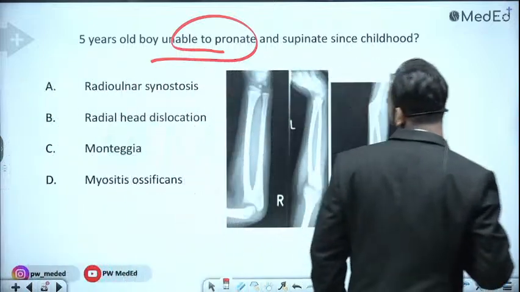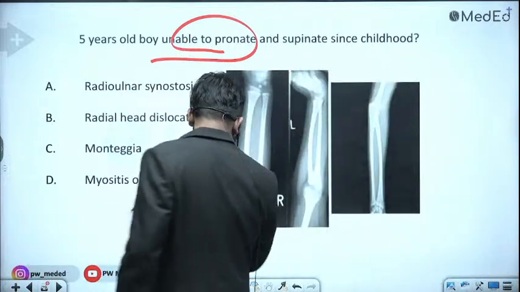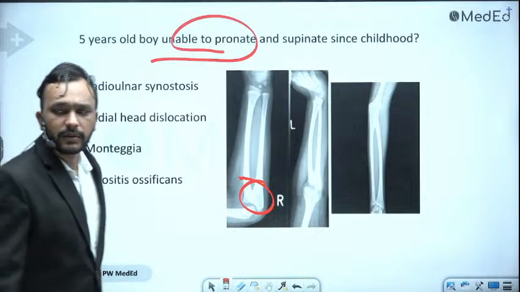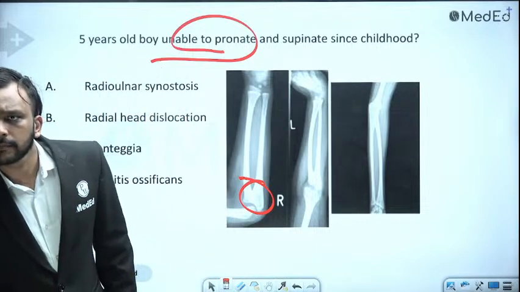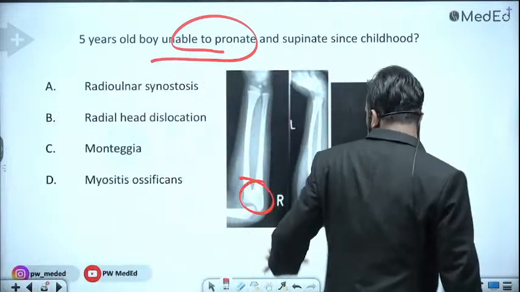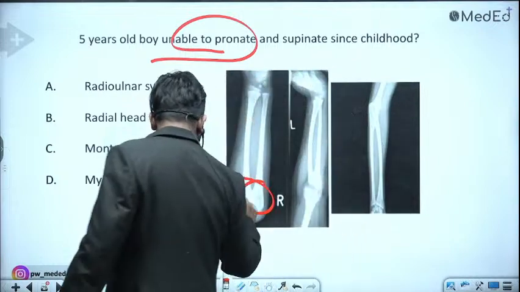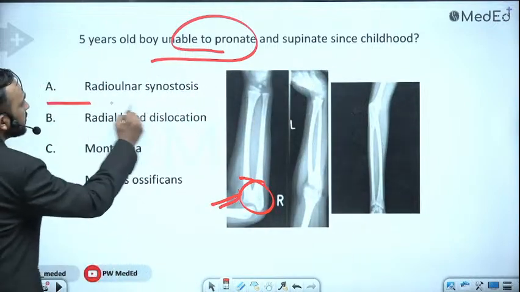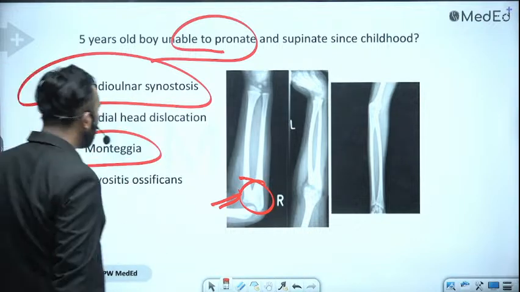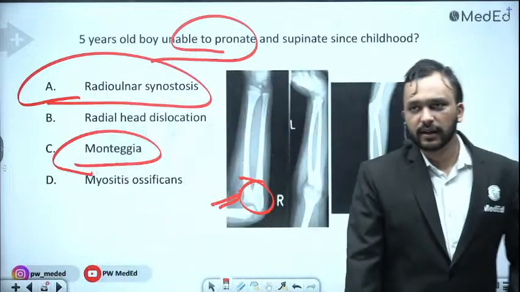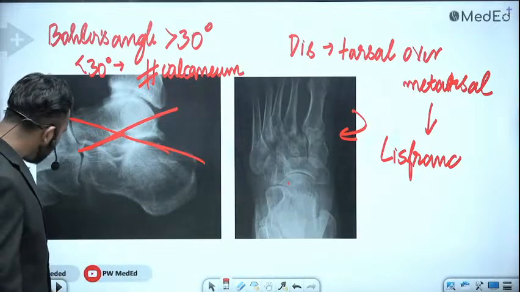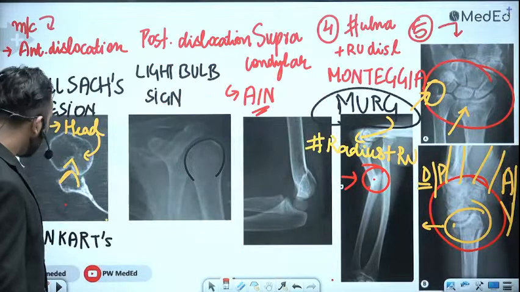So guys, if you look at this image, okay, if you look at these points, you will see that there is fusion of the radius and ulna. There is fusion of the proximal end of radius and ulna. So this is radio ulnar synostosis. So what are we going to see in the Monteggia fracture? I have already told you that there is fracture of the ulna and there is radio ulnar dislocation.